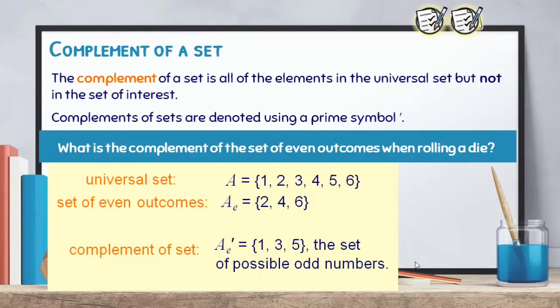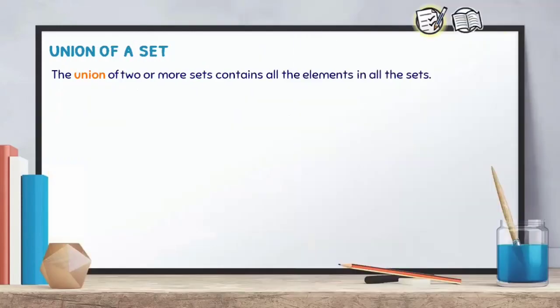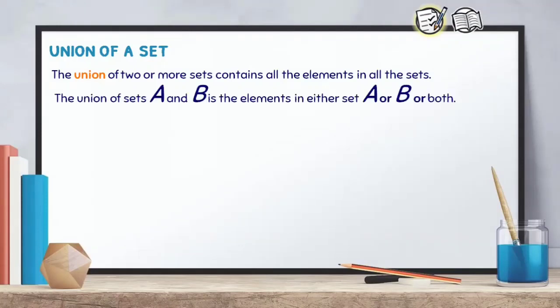Any question for the complement of a set? None. Okay. Now let's go to union of a set. The union of two or more sets contains all the elements in all the sets. The union of sets A and B is the elements in either set A or B or both. Unions of sets are denoted by the symbol U.